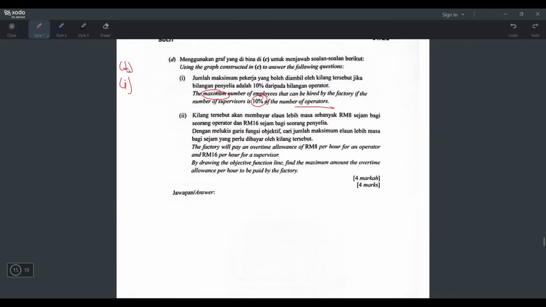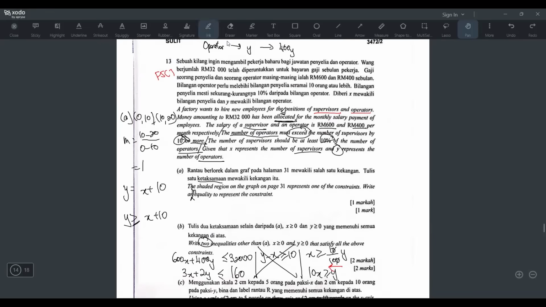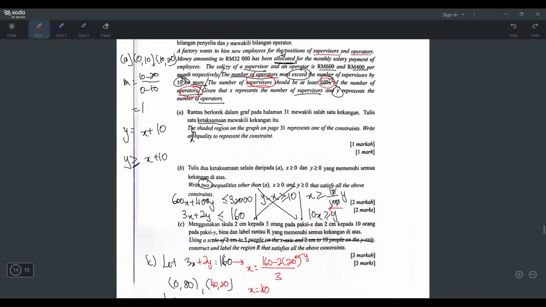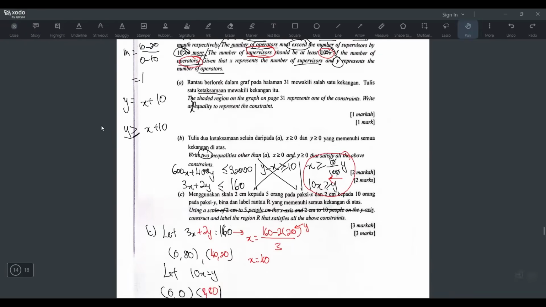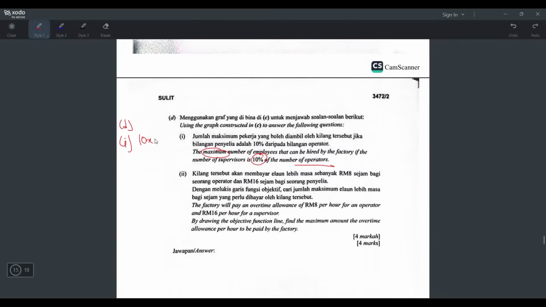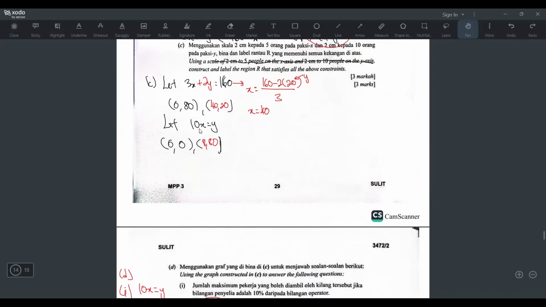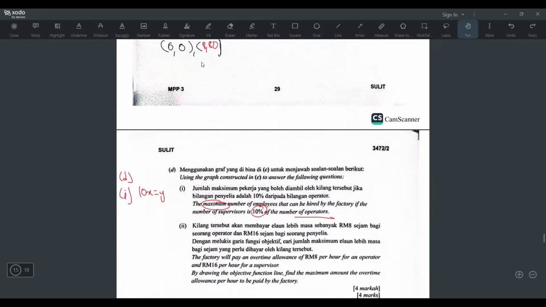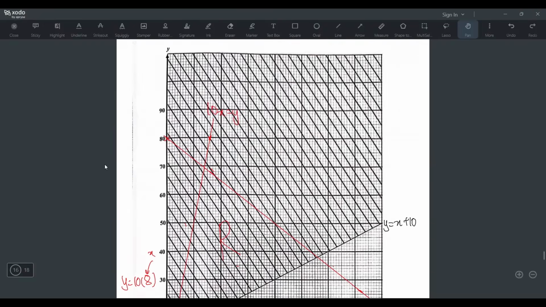Wait, supervisor 10% of operator, isn't that the same as what they wrote here? Supervisor 10% operator. So I think it's the same as this one, right? So the inequality will be the same as this one, which is 10x equals y. That means the equation here is 10x equals y also. And then you find coordinates and plot the line also. But they're asking for the maximum number of employees, right? I don't think you have to find points because you did it here already: 10x equals y, 0, 0, 8, 80. So I can just go straight to the line and get the maximum.